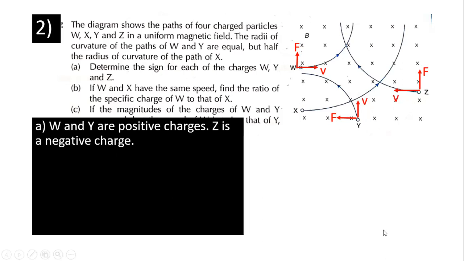Wait, why wrong for Y? Y is positive. You say negative. You have to determine the V and F also. You have to determine the direction of the force. That's the direction of the force. If you got the direction of the Fleming's left-hand rule, your force is to the left, then it's a negative charge. So from here, you can determine already, roughly. Wait, force to the left means negative charge, then Y is negative. That's why Y is negative.